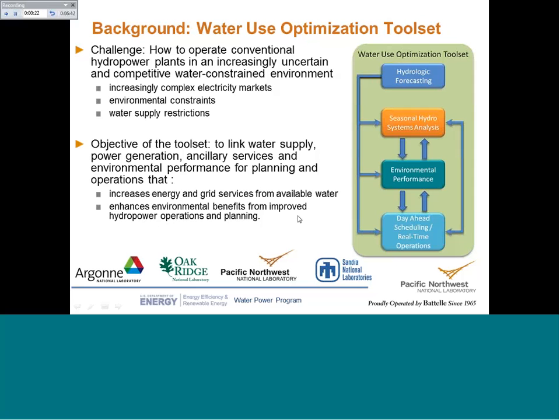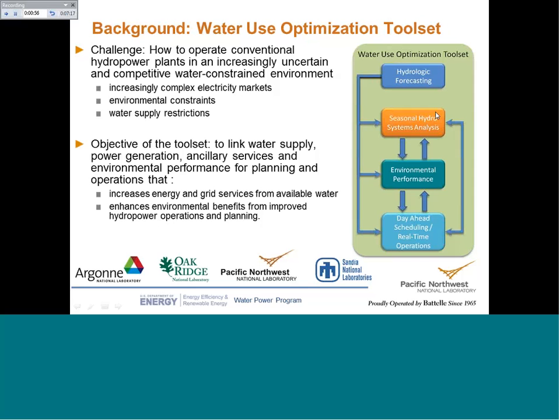We have complex electricity markets that are at a 5-minute time step, and we have environmental constraints that are on much longer horizons, and then we have water supply, demand, and restrictions. So what the toolset wants to achieve is to link the water supply, the water generation, the ancillary services, and environmental performance at once, so that we can better use the energy and the grid services from the available water while preserving or improving the environmental benefits.